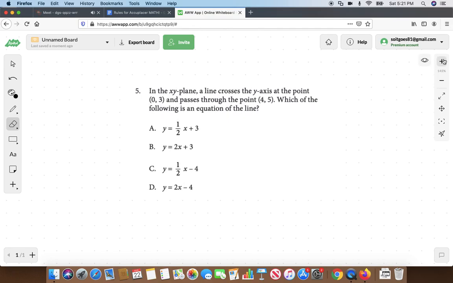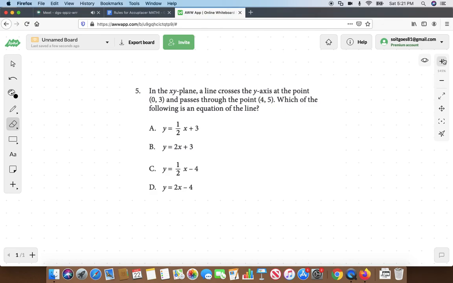Go to read number 5 for us, please. In the XY plane, a line crosses the y-axis at the point 0, 3 and passes through the point 4, 5. Which of the following is an equation of the line? Graphing, huh?